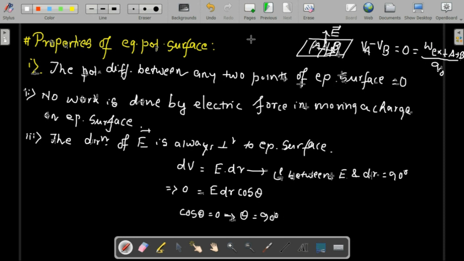If you recall, when we were talking about the dipole, we said that there was a charge here plus q, and a charge here minus q, and if you consider a plane surface here, all its points are at equal distance from plus q and minus q. That means the potentials will cancel each other and I'll get zero potential. So this is an example of an equipotential surface.